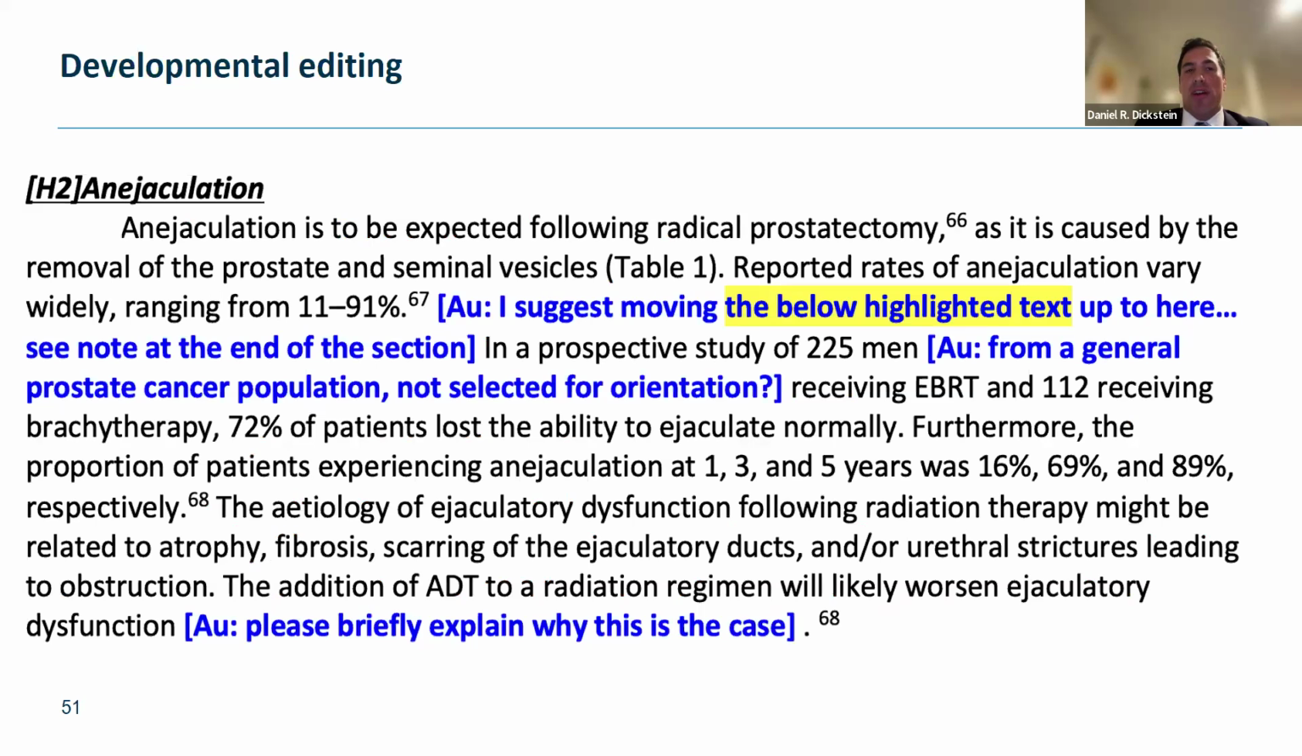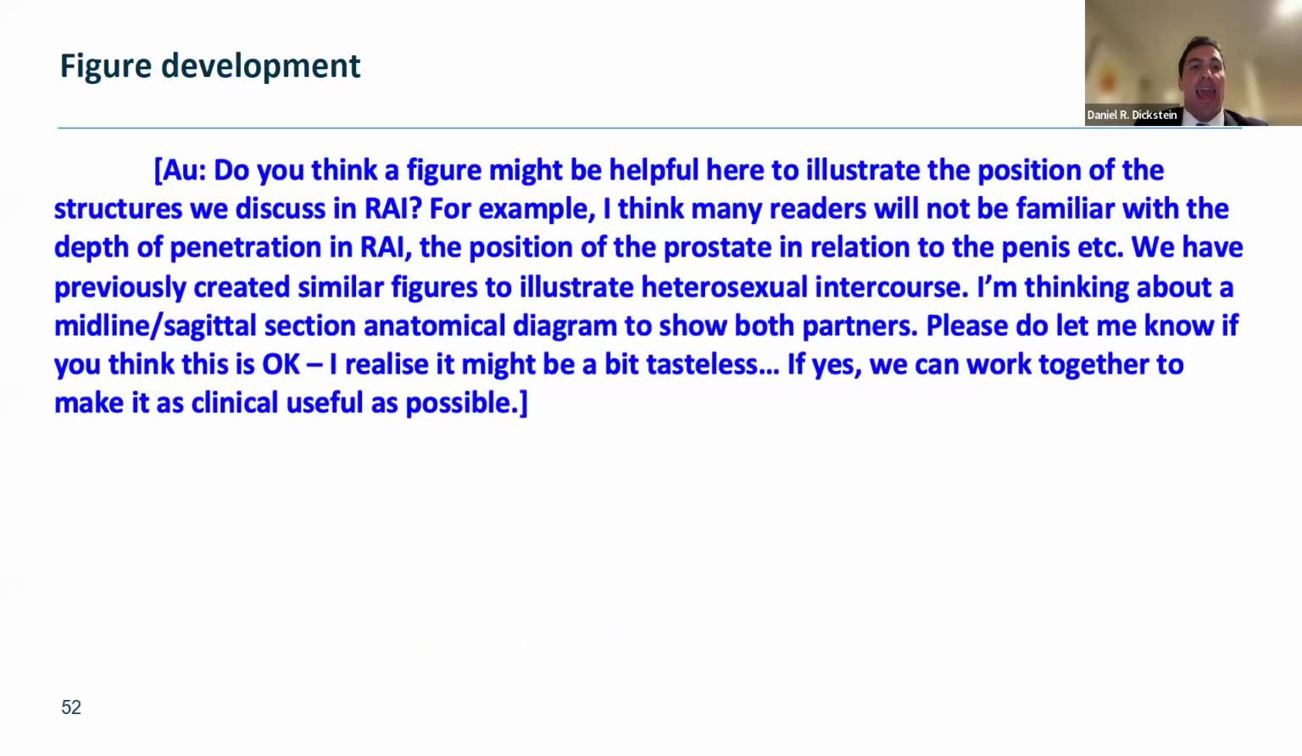And after it went through the peer review process, I had some developmental editing with the editor. And here you can see the actual developmental editing that I received to overall improve my writing and my scientific communication skills. And I would say the biggest thing is there was also figure development. From this review, the editor suggested I create a figure.